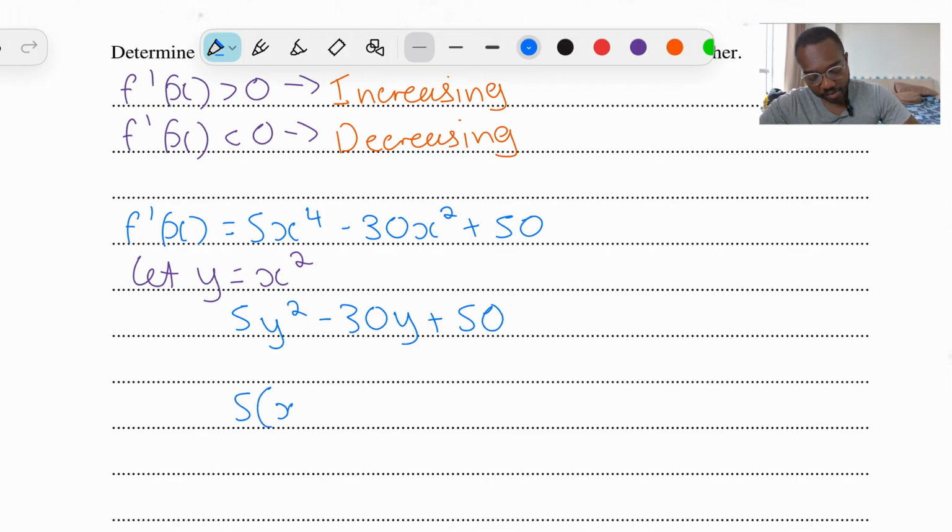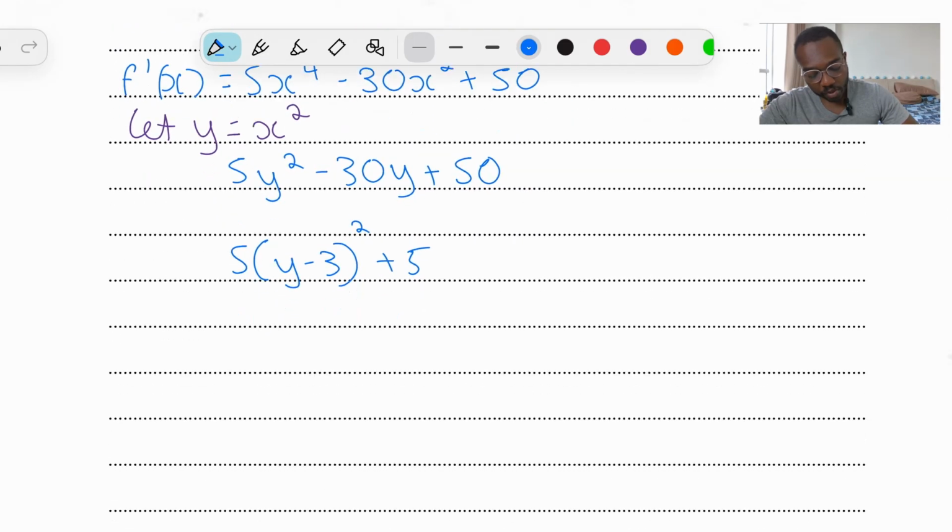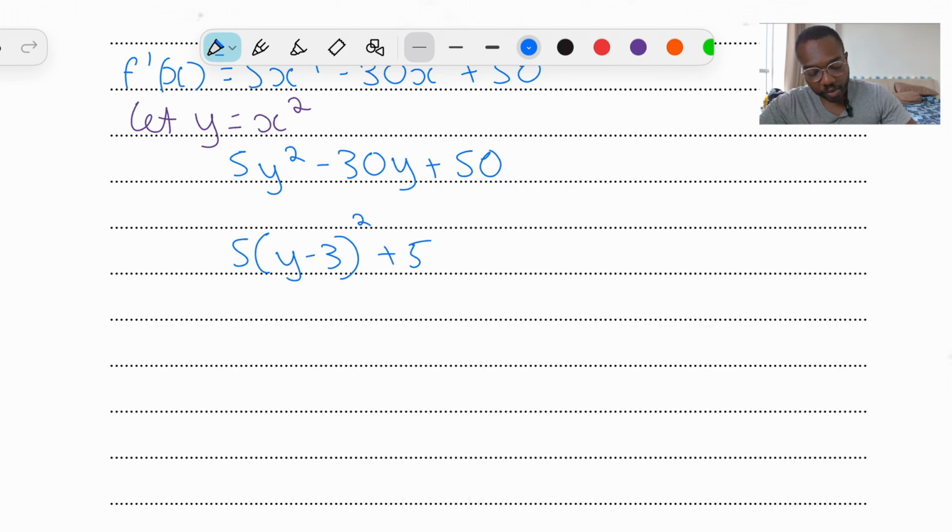5 times, in brackets, x, or in this case, let's say y minus 3 squared, plus 5. So therefore, we know for our question, if we put back in the x squared now, that 5 times (x squared minus 3) all squared plus 5 would be the exact same.